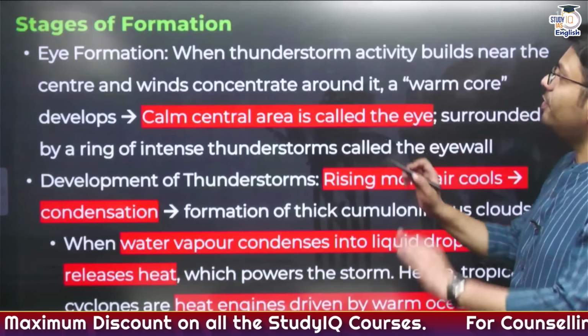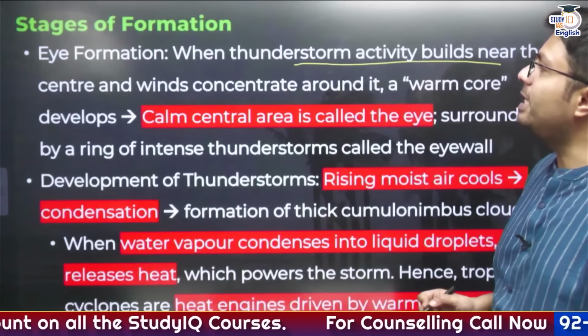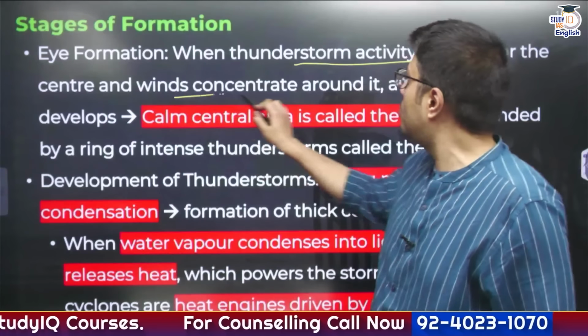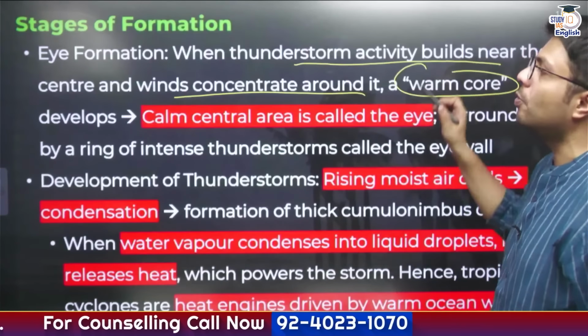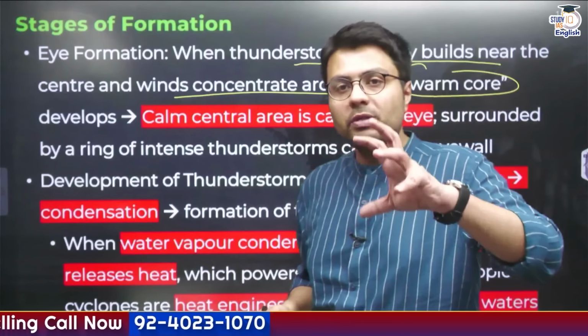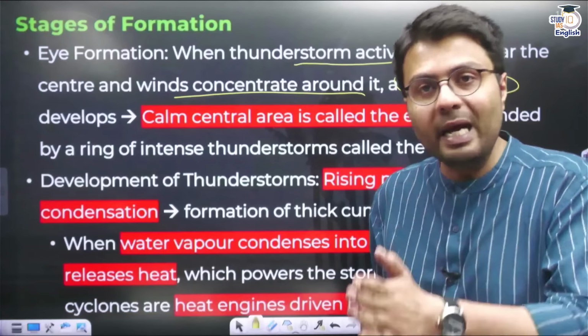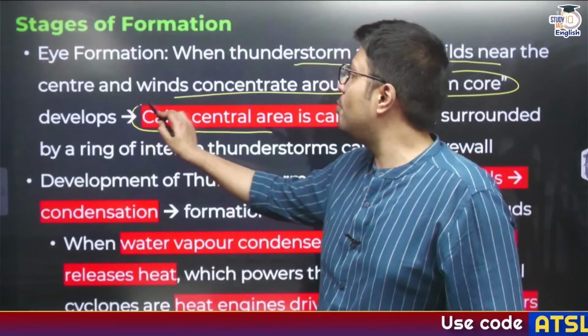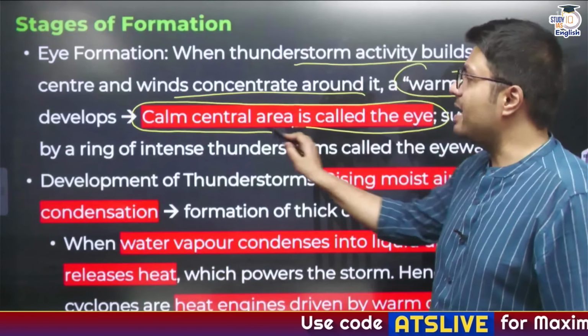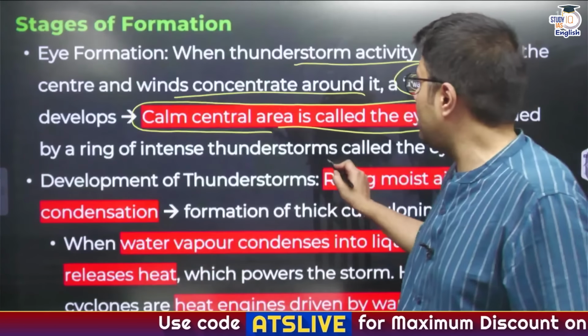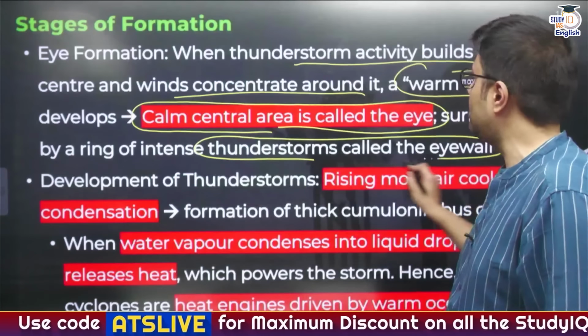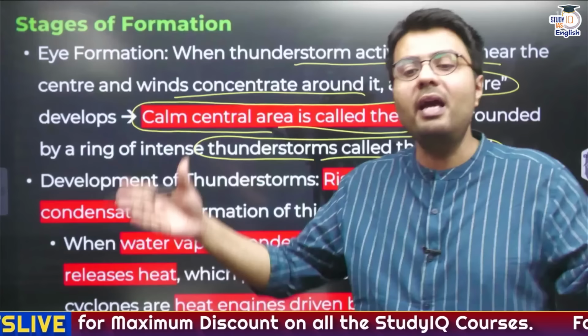Now, in the eye of a cyclone, the thunderstorm activity builds near the center and winds concentrate around a warmer core. But as I told you, cyclones are one of the most devastating wind systems across the world. But surprisingly, the eye of a cyclone is a very calm area, and the areas around the eye is where the thunderstorm activities take place, that is, areas beyond the eye wall.